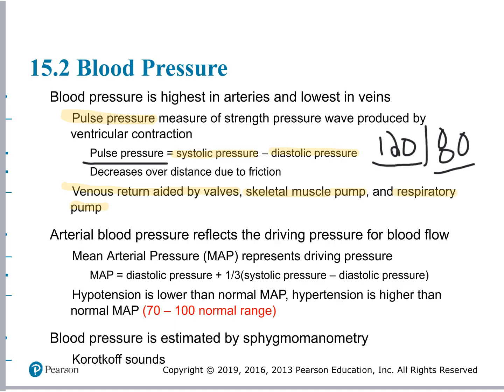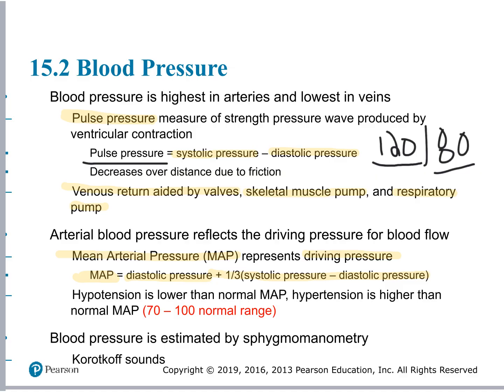Now let's talk about mean arterial pressure. The mean arterial pressure, represented by MAP, shows the driving pressure behind blood pressure. Remember, fluids only flow because of a pressure gradient. To find the mean arterial pressure, you have to know this formula. You take the diastolic pressure, and then you add 1/3 of the systolic pressure minus the diastolic pressure. Well, what is that? Systolic pressure minus diastolic pressure is the pulse pressure. So you take the diastolic pressure and add 1/3 of the pulse pressure.